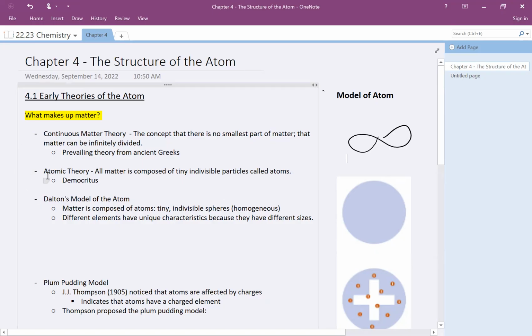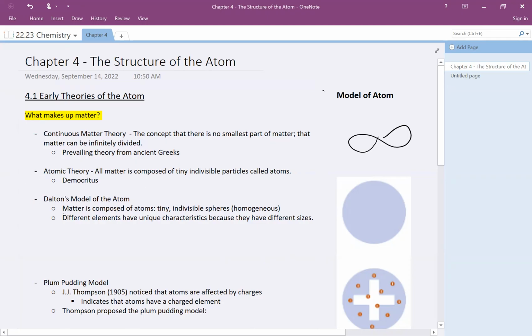Of course, competing with that was atomic theory. The word atomos actually being Greek for indivisible. And atomic theory was proposed by Democritus, and it stated that all matter is composed of tiny indivisible particles called atoms. Remember, that means indivisible in Greek. Now, Democritus, however you say his name, was not the winner of this debate. And unfortunately, continuous matter theory won out over atomic theory all the way until way further in the future.